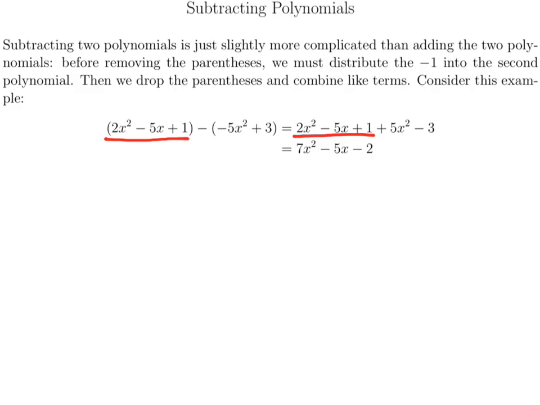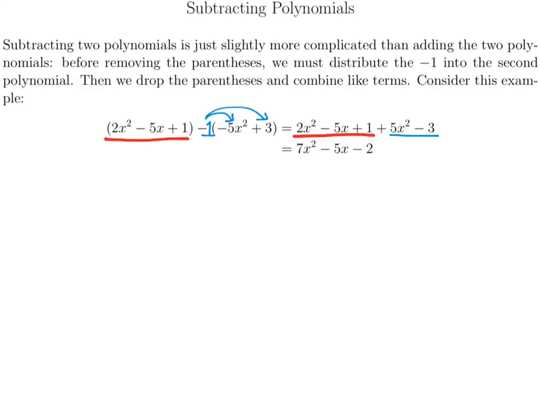Subtracting polynomials. Same basic idea at the beginning. Drop the parentheses. So 2x squared minus 5x plus 1. However, when it comes to the second one, it's like there's a negative 1 in front. That will need to distribute in. So that turns the negative 5x squared into positive 5x squared, and it turns the positive 3 into negative 3. Finally, go ahead and add like terms to finish it up.